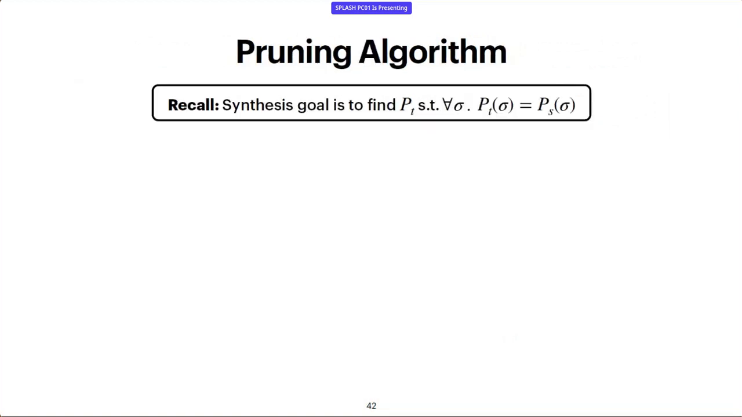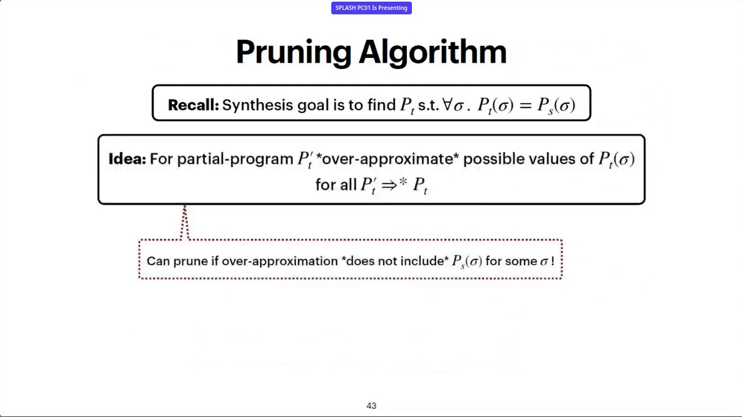So now let's try to understand what our pruning algorithm does. Recall that our synthesis goal in this case is to find a target program in this functional style code that's equivalent to the source program. And when we say equivalent, we mean for all inputs, executing our target program on that input is going to equal executing the source program on that input.